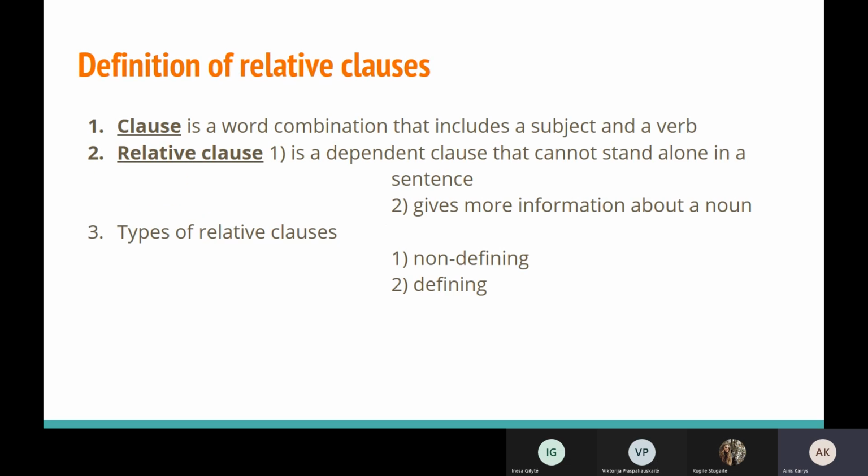So the definition of relative clauses is a word combination that includes a subject and a verb. So a relative clause is a dependent clause that cannot stand alone in a sentence, gives more information about a noun, and there are two types of clauses, so non-defining and defining. And what that means, tai čia maždaug kaip šalutinis sakinys. Tiesiog it cannot function as a sentence on its own. Negali funkcionuoti kaip sakinys.